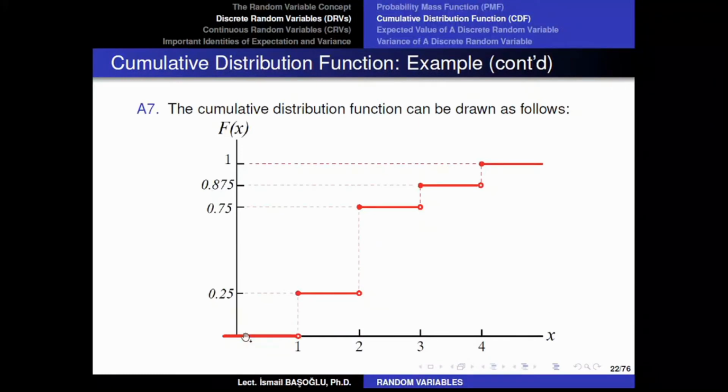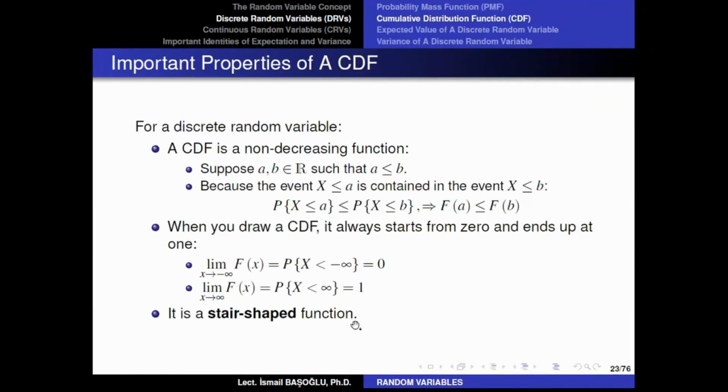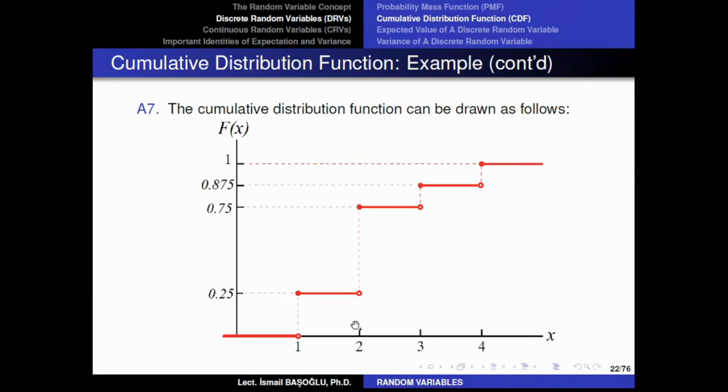So because of that reason, this function is a non-decreasing function, we say. It sometimes increases with positive jumps, sometimes remains constant. And it is a stair-shaped function. As you can see in this example, it is a stair-shaped function. So we can call it a piecewise constant function in the form of a stair.